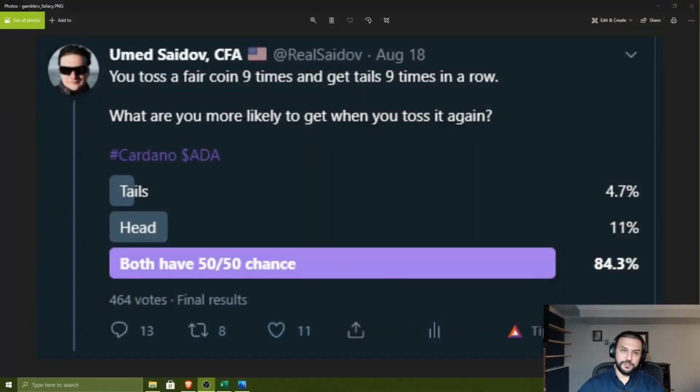But before we do that, I would like to draw your attention to this tweet that I posted about a week and a half ago. It basically is about a coin toss. You toss a coin 9 times and you get tails 9 out of 9 times. And the question was, what are you more likely to get when you toss it again? Now, most of you chose the correct answer, which was 50-50% chance.